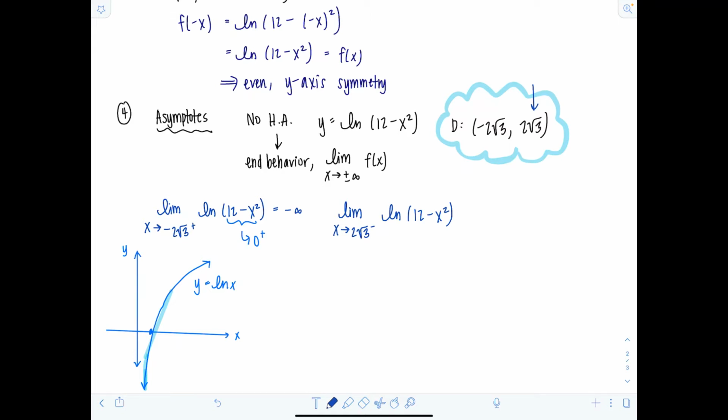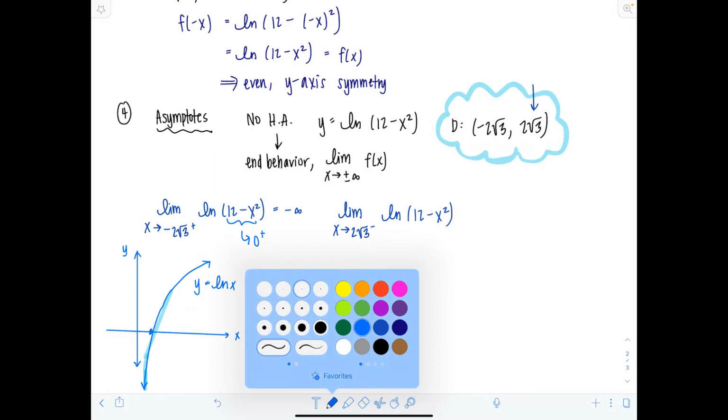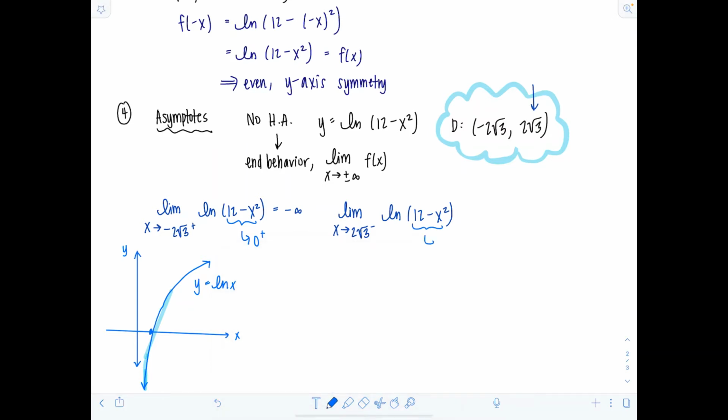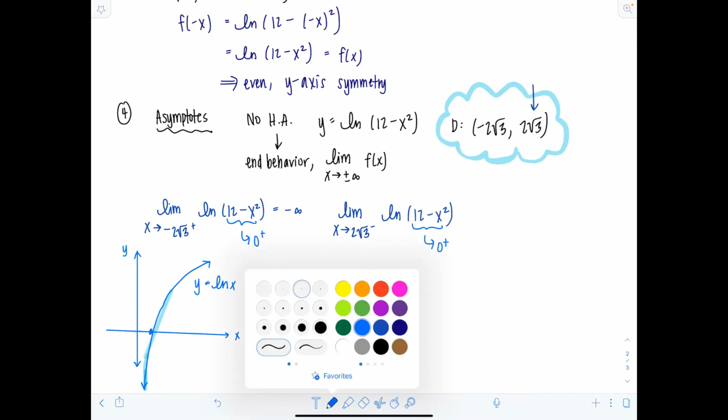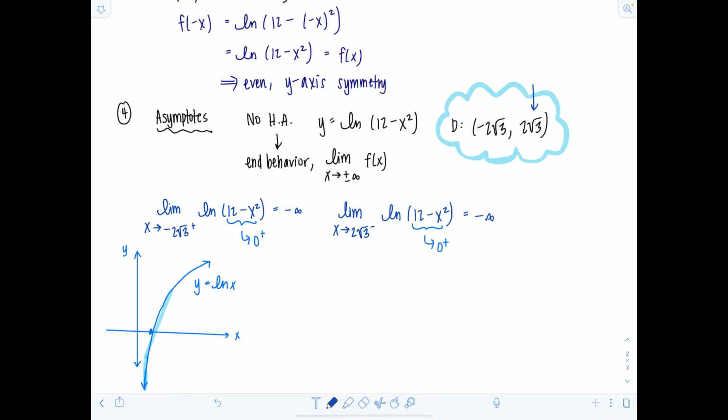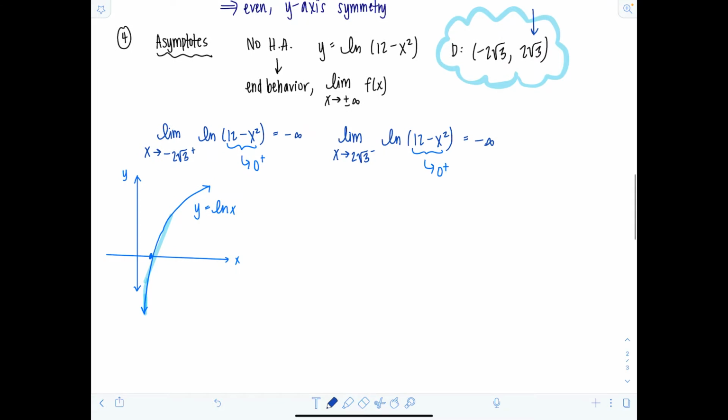Okay, so if you're approaching 2 rad 3 from the left, you're coming from values that are a wee bit smaller. So if I square them and I take 12 minus that number, it's going to be getting close to 0, but it's positive. So just like before, this is approaching 0 from the right. So again, this limit's going to be negative infinity. So that means for us, we have two vertical asymptotes at x equals plus or minus 2 rad 3. All right, how exciting.